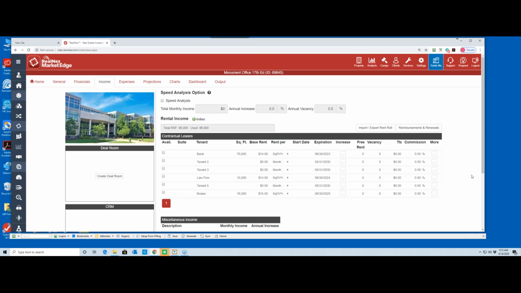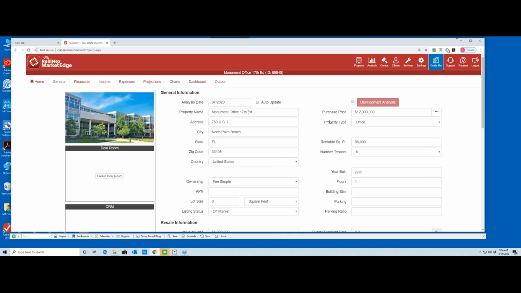I kind of jumped right into this example, but maybe to make it clear, what we're trying to do is take a property that maybe it's one that we're interested in buying. Could be something that's listed, and we have this additional information, and we have some information on what the existing tenants are in the property. And what we want to do is say, well, if we buy this property at that purchase price that I had mentioned back here in the general tab, if I buy it at the $12 million purchase price, what kind of return can I get on that investment?